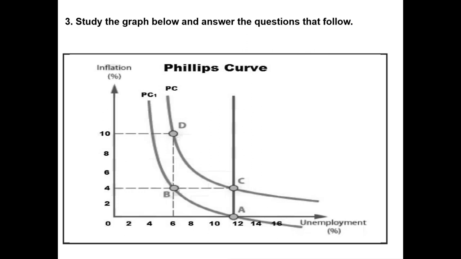Inflation is a sustained and significant increase in the general price level over a period of time. Unemployment is when someone is looking for a job, is capable of doing that job but cannot find a job.